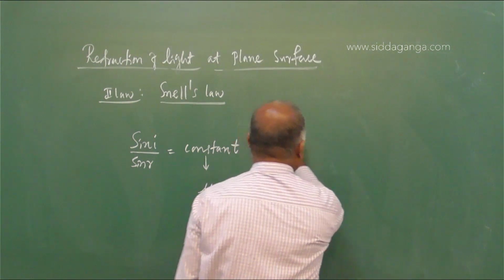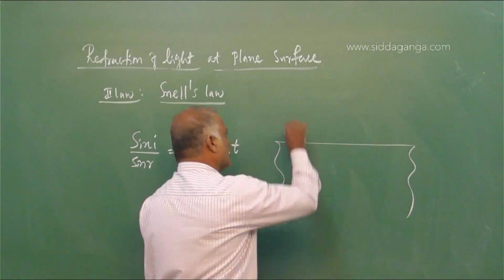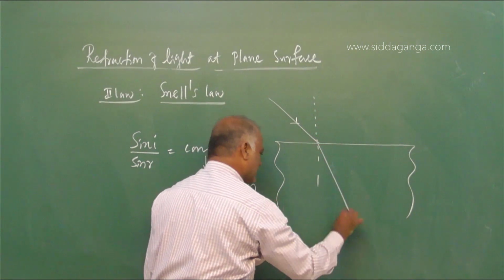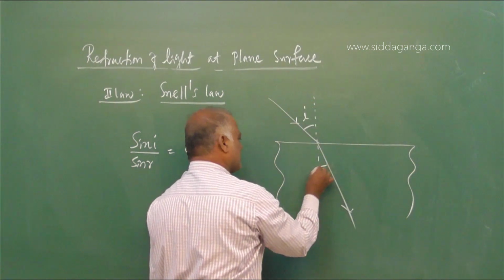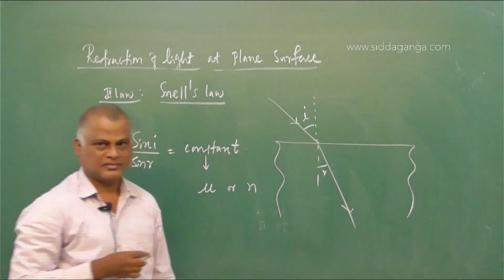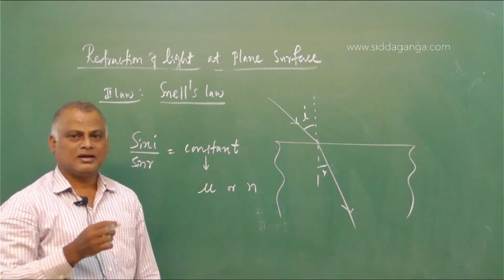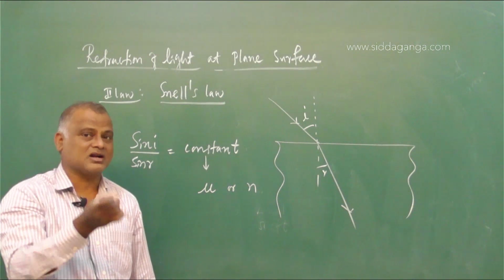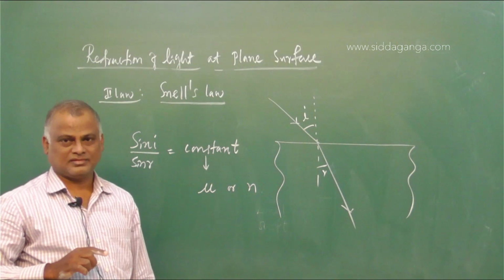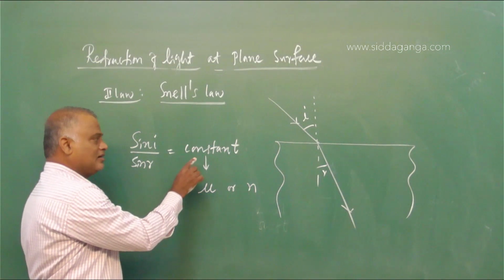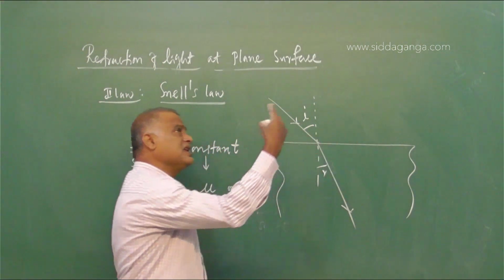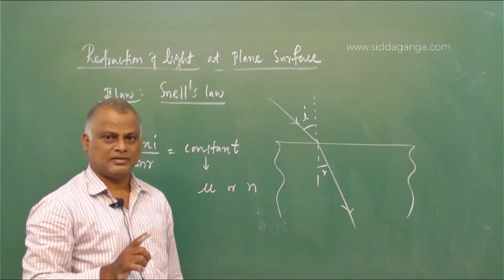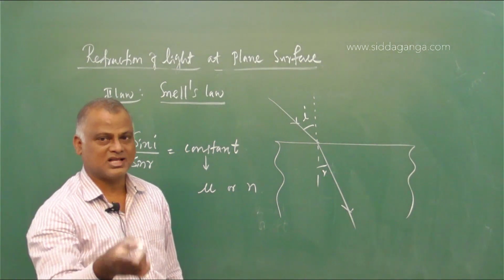Now what happens? Nothing happens. In incidence and refraction, we say velocity changes because of difference in optical densities. Therefore, for all the media, optical density is not the same. Different media have different optical densities.